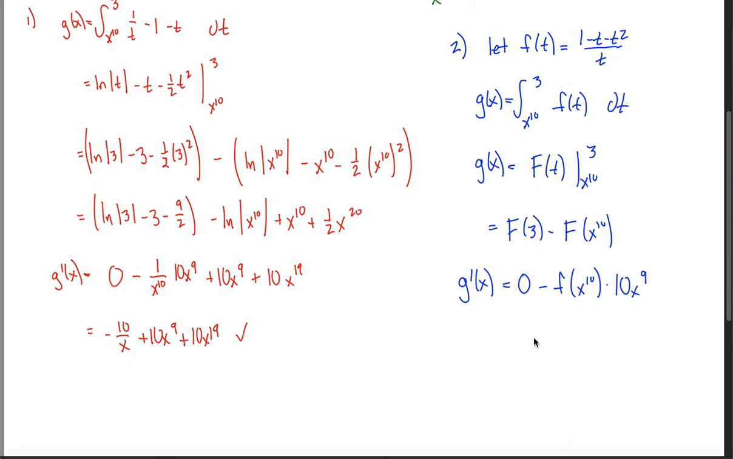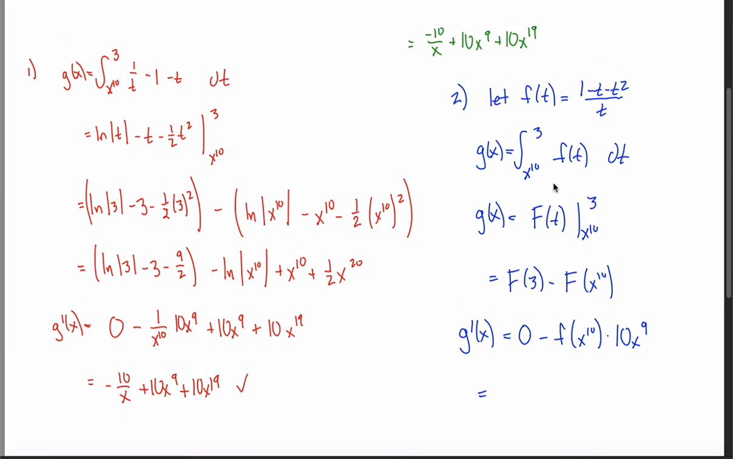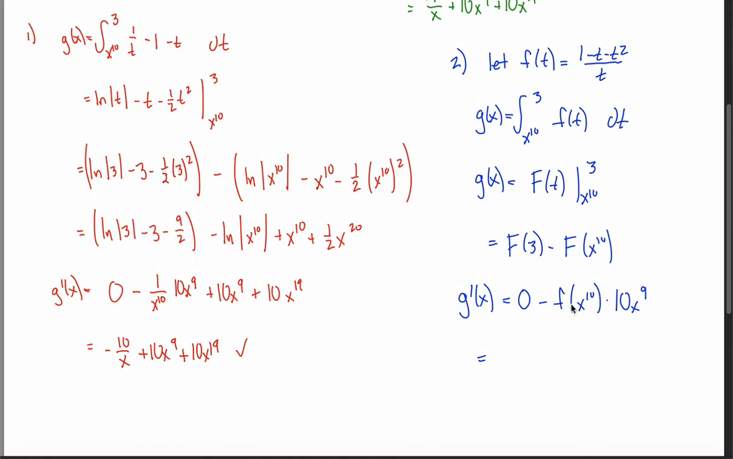And you're like, oh, okay, so what's that? Well, remember, little f of t is 1 minus t squared over t. So little f of x to the 10th power would just be this, changing all the t's into x to the 10th. So I got 1 minus x to the 10th minus x to the 10th squared, divided by x to the 10th. And then I have to multiply that by 10x to the 9th power.